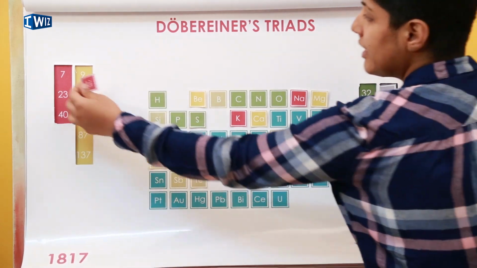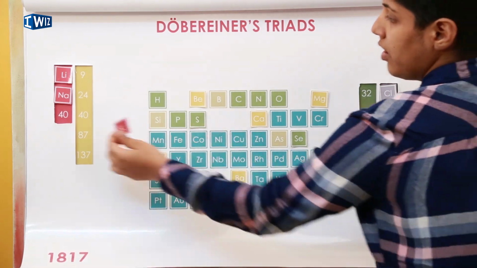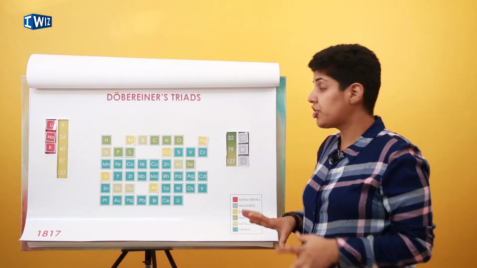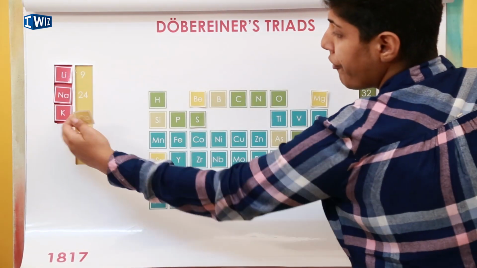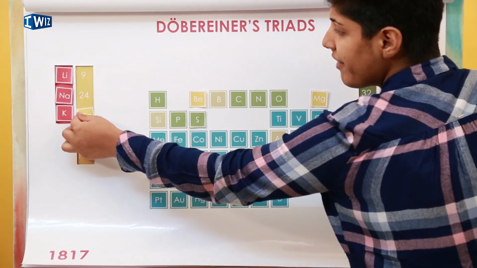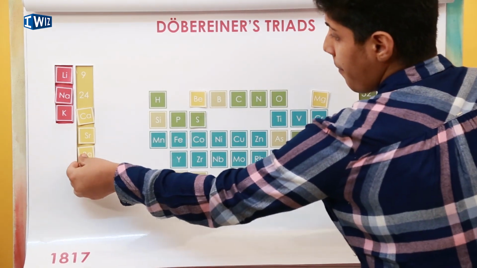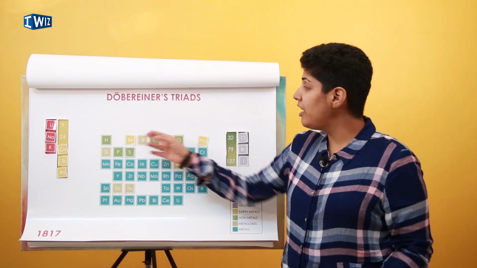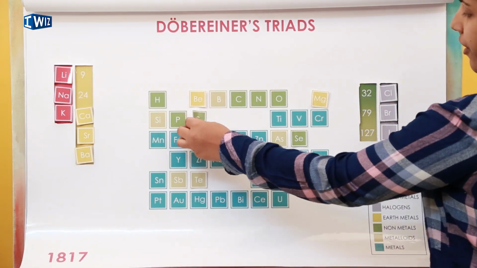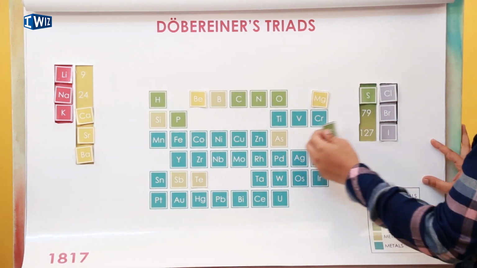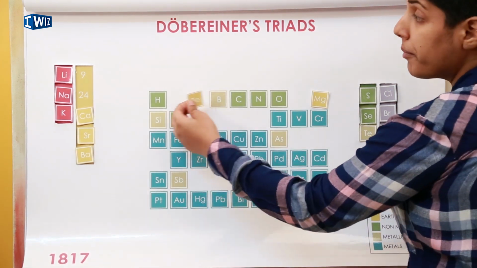He did the same thing with lithium, sodium and potassium, and these formed Dobereiner's triads. He also spotted another one, which was calcium, strontium and barium, with 40 and 137 adding to 177. But there are more such triads. There was beryllium, magnesium and calcium, which also forms a triad. We have sulfur, selenium and tellurium. They also form a Dobereiner triad.